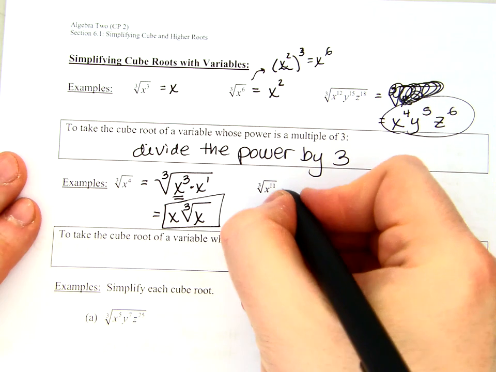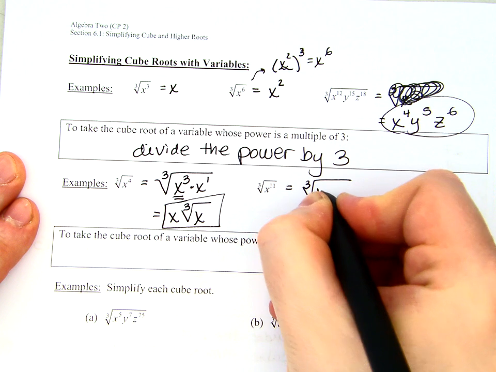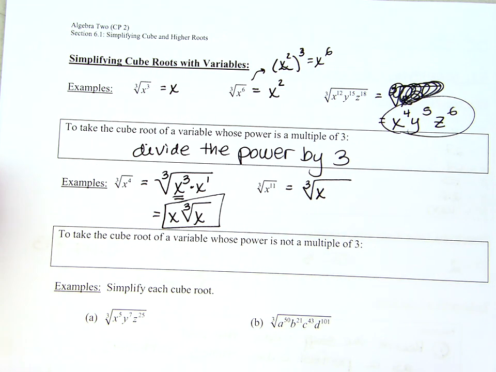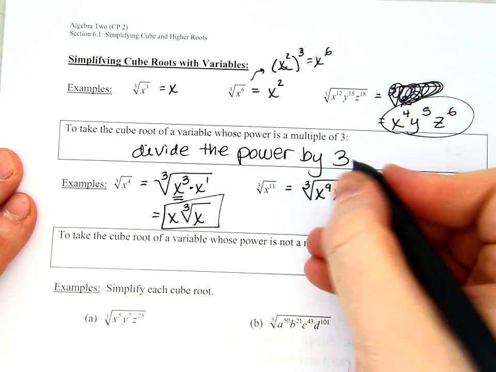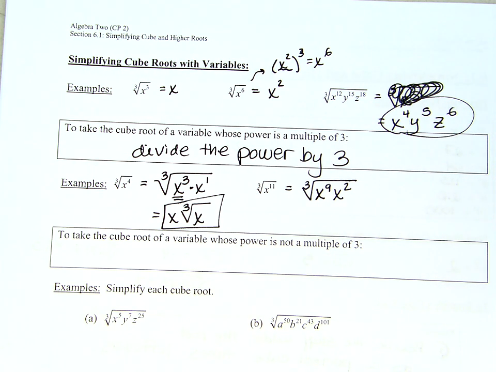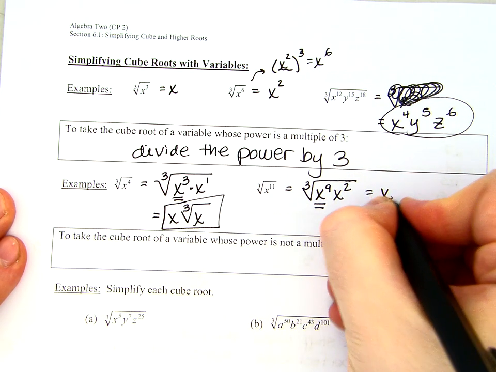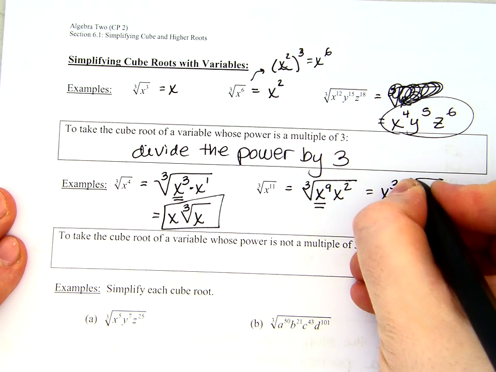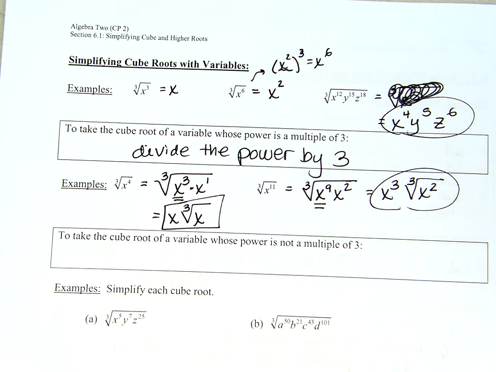In the next one, the cube root of x to the 11th. 11 is not a multiple of 3. I'm going to rewrite this as x to the, what multiple of 3 is less than 11? 9. What's left over? x to the 2nd. And this is a little different than our square roots, because with the square roots, the only thing left over was x. Here we could have x left over, or we could have x squared left over. Cube root of x to the 9th is x to the 3rd. So we're going to say x to the 3rd times the cube root of x squared.